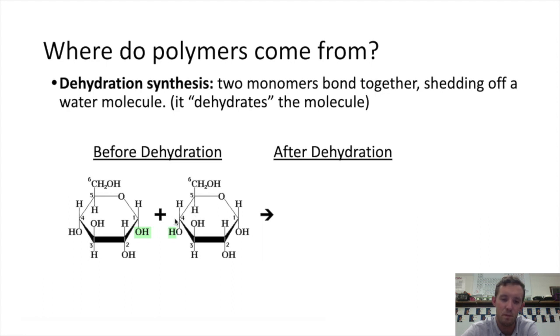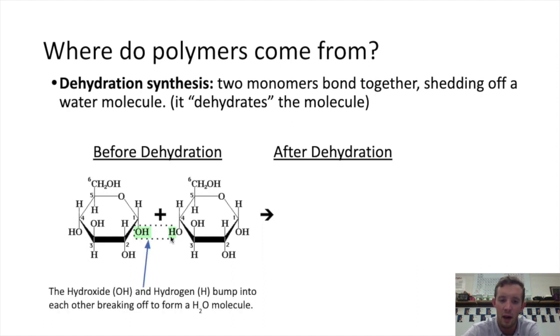molecules. So in order to synthesize together, these two glucose molecules are going to bump together right on these highlighted atoms. And you'll notice that the highlighted atoms here are a hydroxide group and a single hydrogen. And so when these two glucose bump together, they actually break these atoms off, which form an H2O molecule. You've got the two hydrogens and the single oxygen.